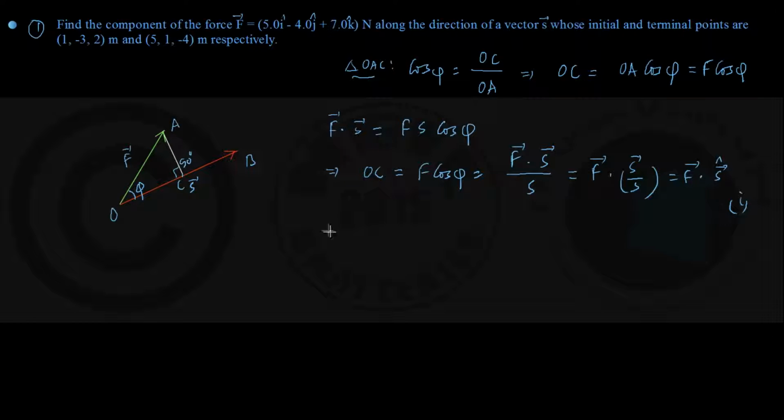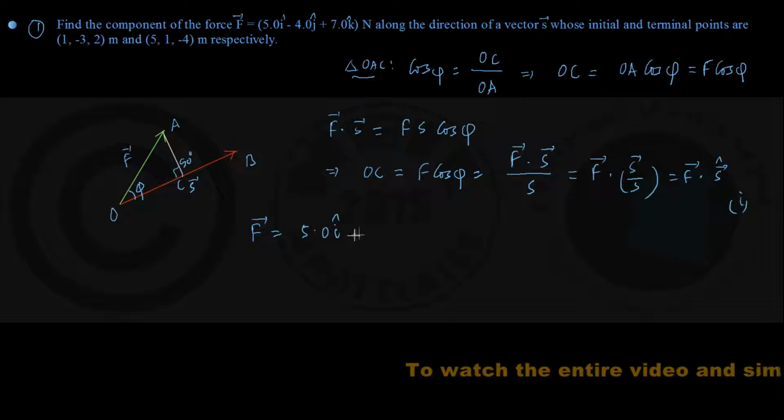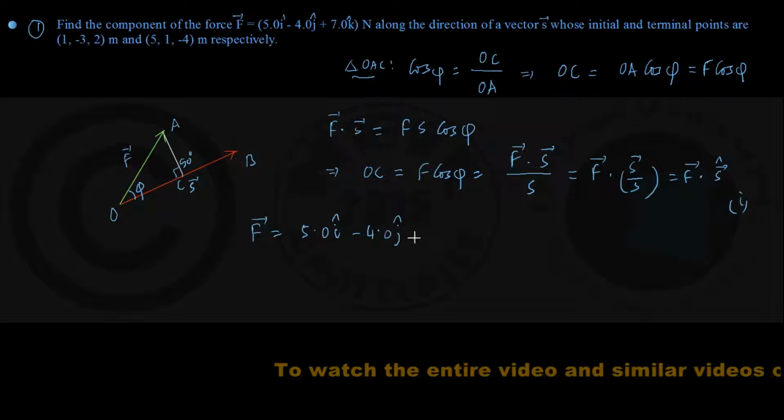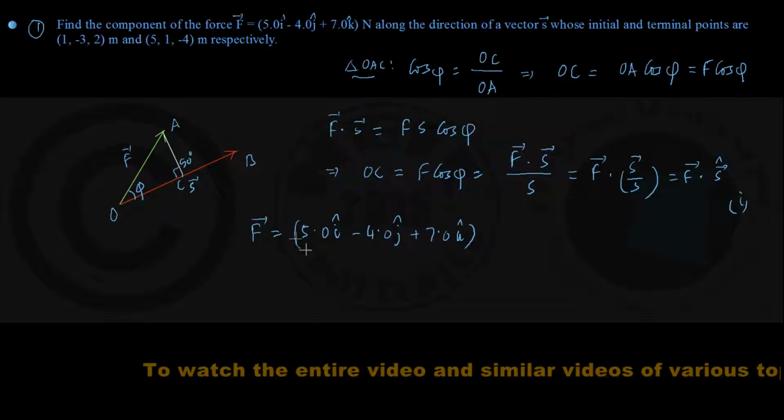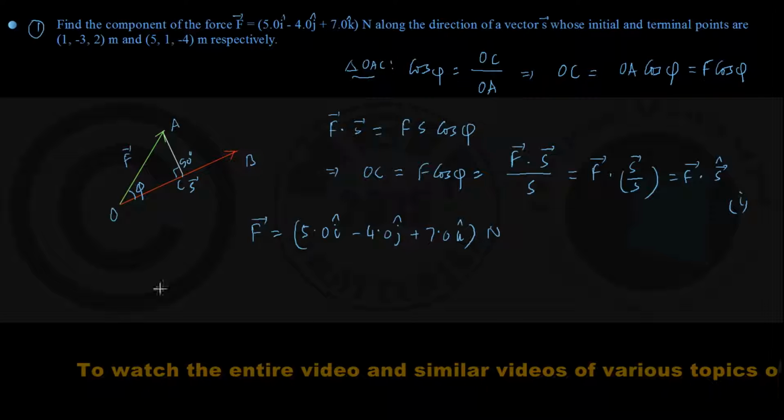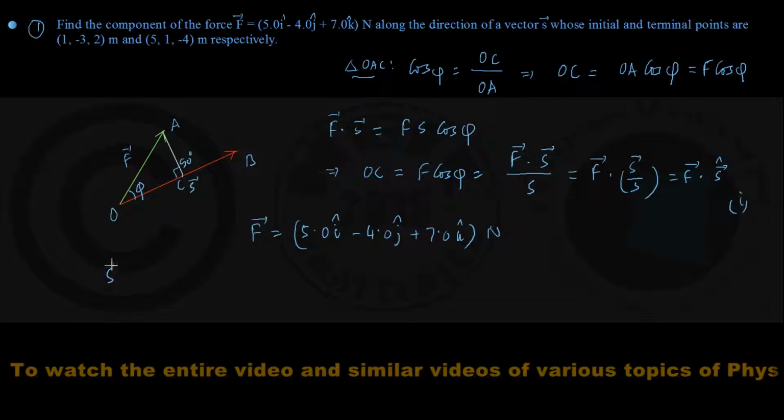Once we are here, let us now see what they have given this force and the displacement vectors to be. According to the question, as you can see, the force vector is given to be 5.0i minus 4.0j plus 7.0k Newton. They did not give the displacement vector S directly.